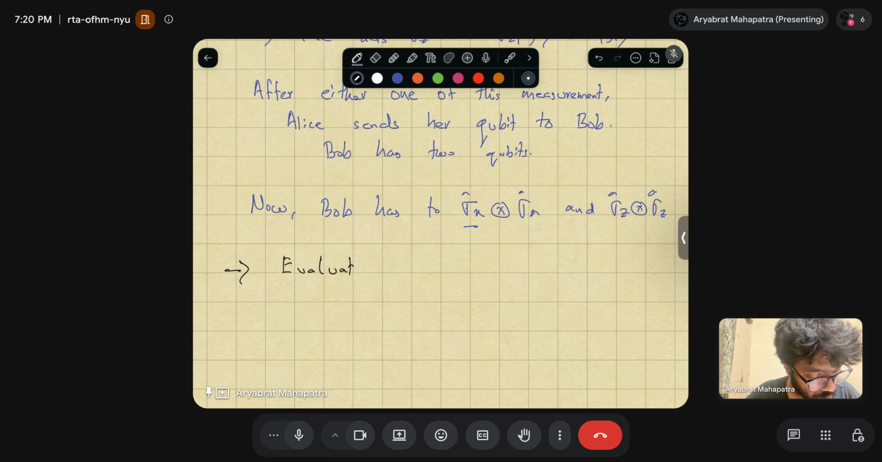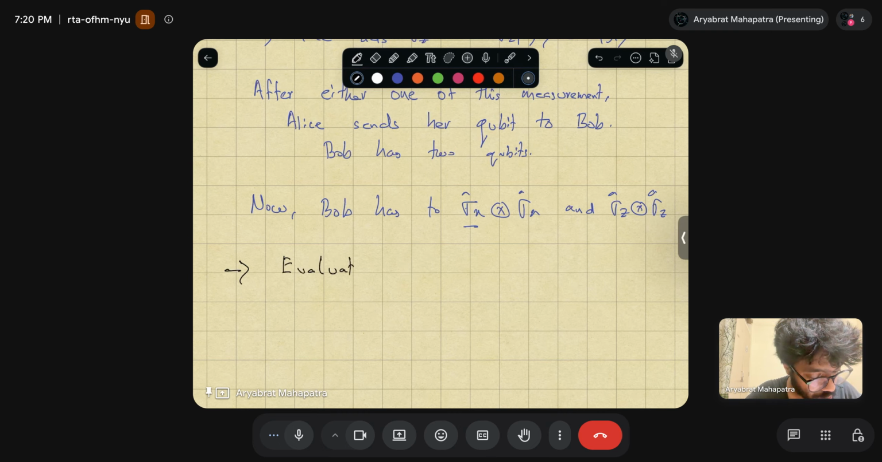So 1 sigma x cross sigma x on phi plus or minus, then again we can have sigma z cross sigma z on chi plus minus, and then sigma x cross sigma x on chi plus or minus, and we have the last, sigma z cross sigma z on phi plus or minus.